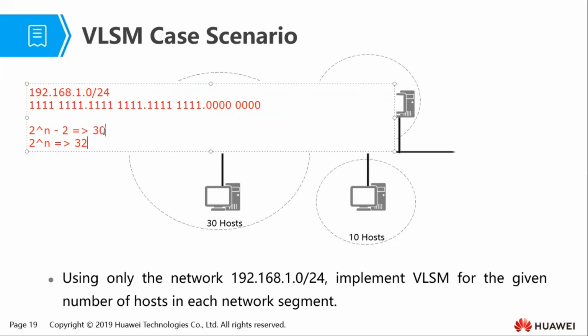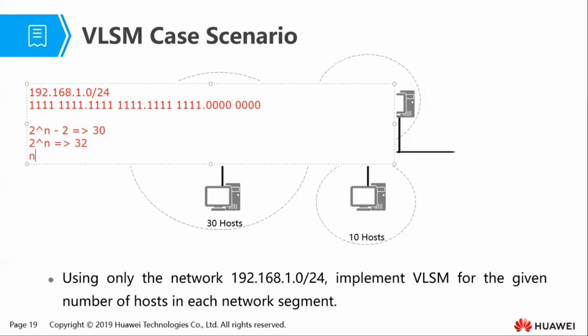Because what we need is exactly 30 addresses. Then these 2 are the ones that identify the network and the broadcast. But we have 30 machines, so 30 machines need addresses. So in total, our 2 raised to power n should be greater than or equal to 32. Do you understand? Yes, I understand. Exactly.